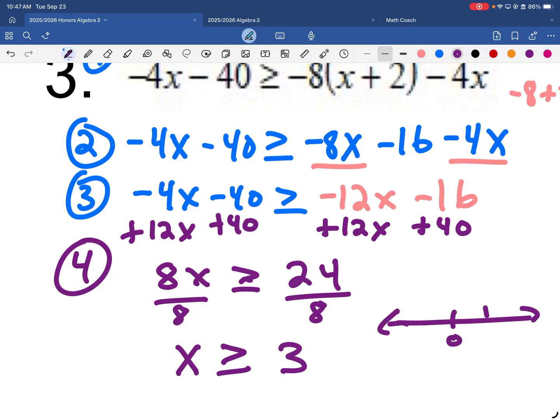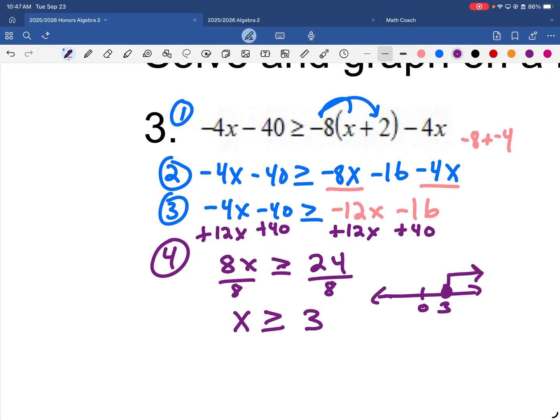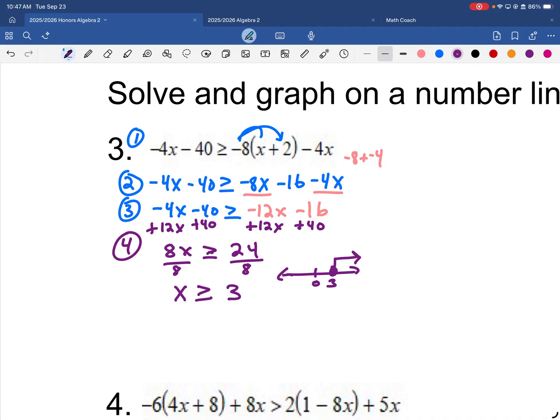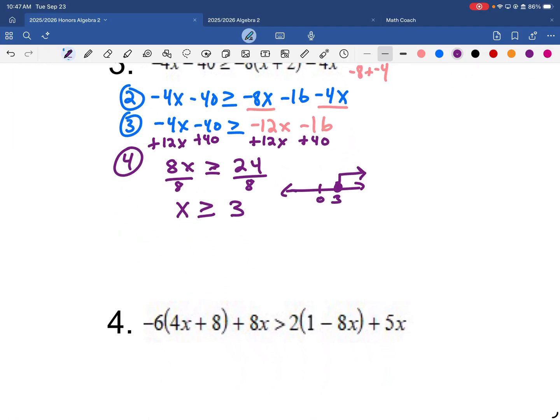On the number line, open or closed? Closed. Am I going to go off to the right or to the left? Is x bigger or smaller? X is bigger. Remember, the mouth likes to open to the bigger one. The alligator likes to eat more. Okay, so that's what that one should look like. Again, it's only if you multiply or divide by a negative do you flip your switch. All right, let's go to a little bit harder one.